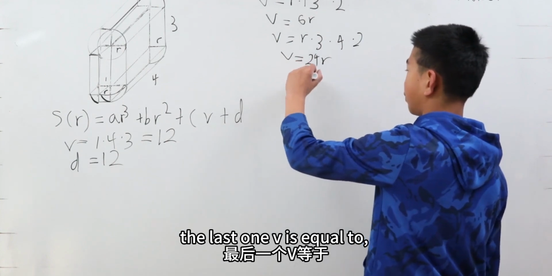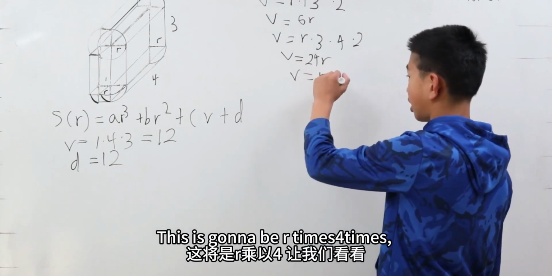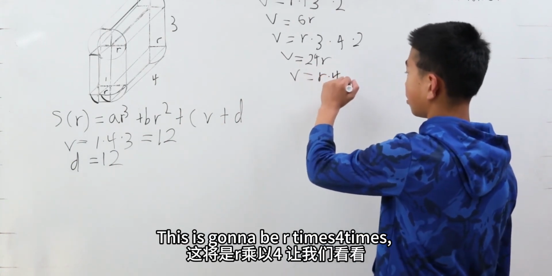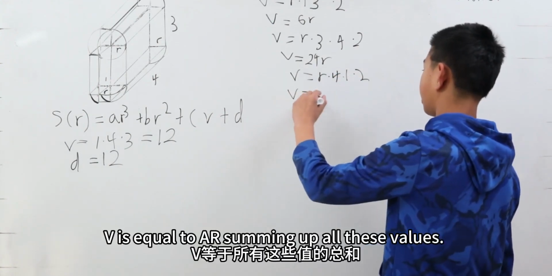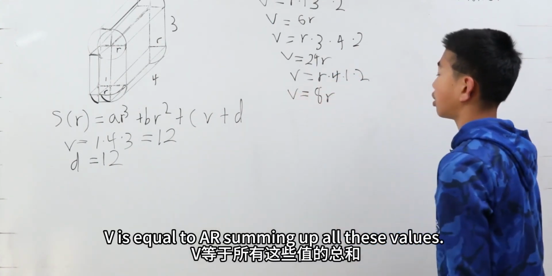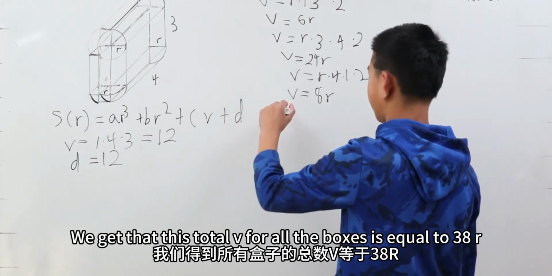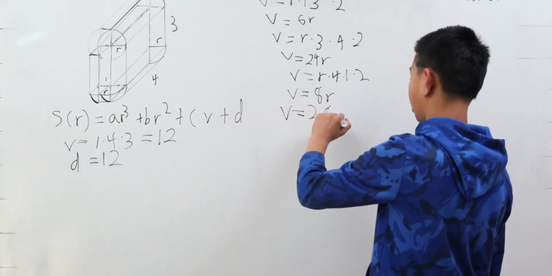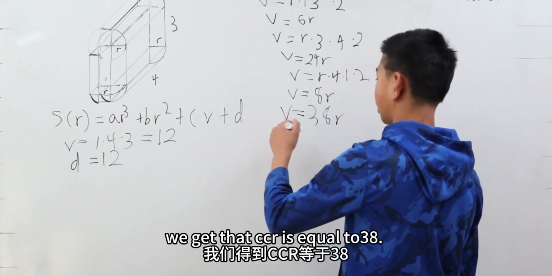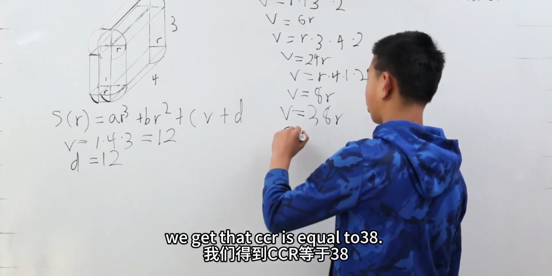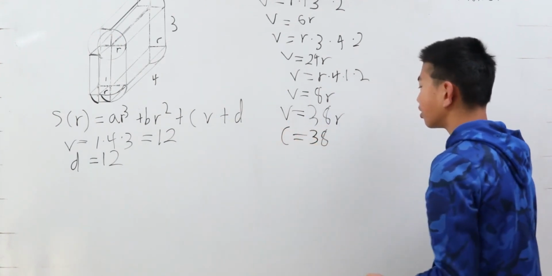And now the last one. These are the bottom ones. This is going to be R times 4 times 1 times 2, so V is equal to 8R. Summing up all these values, the total volume for all the boxes is equal to 38R. So with only one variable, we get that CR is equal to 38R, so C is equal to 38.